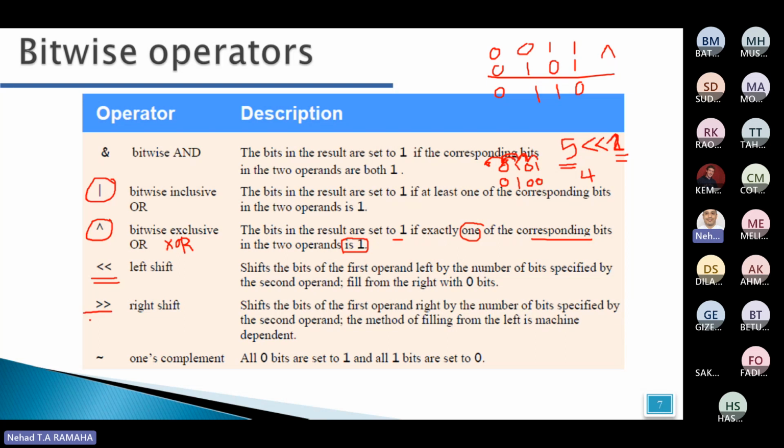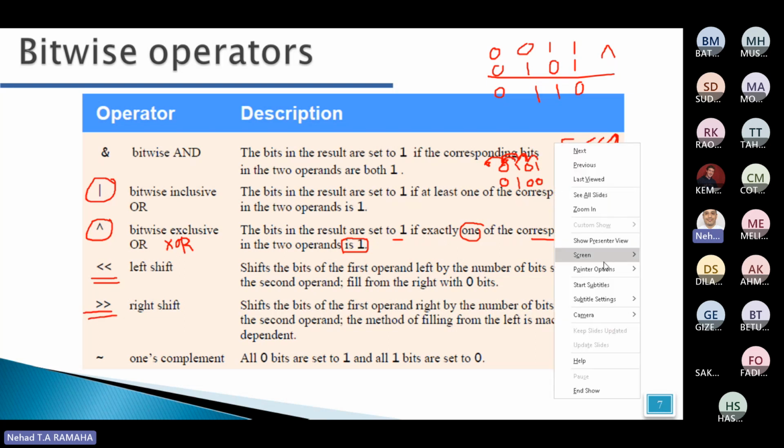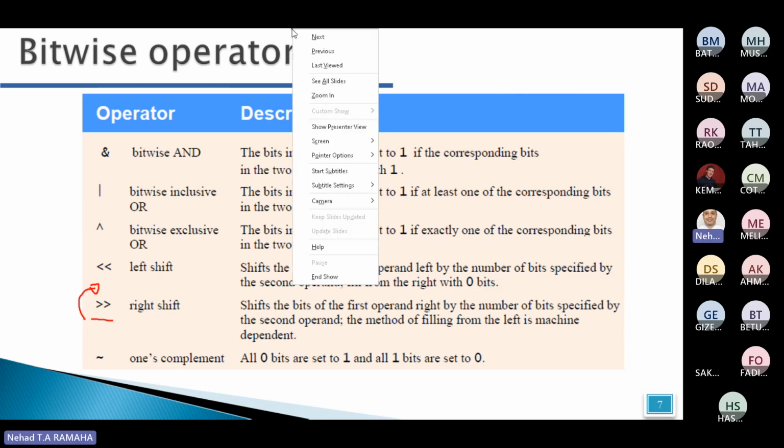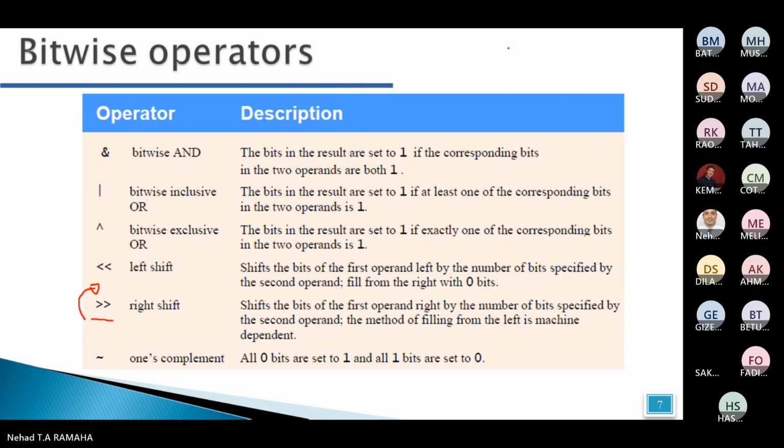Okay, what about this one? This one is shift to the right. Shift to the right is the same idea as shift to the left, but we fill on the left side. So we shift the digits to the right, like this. If we have this number, and we want to shift it to the right 2 digits.